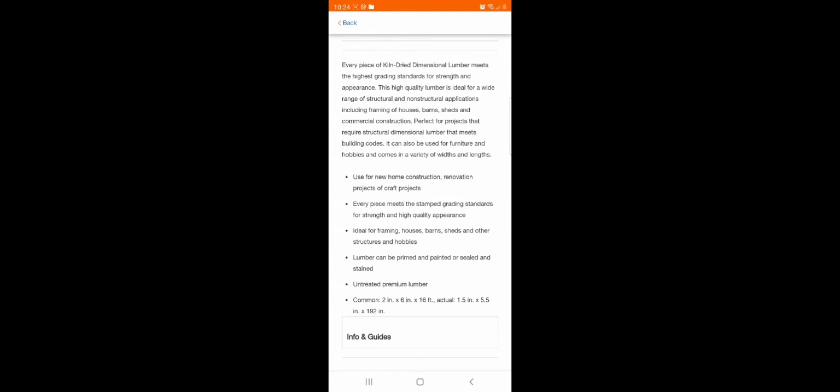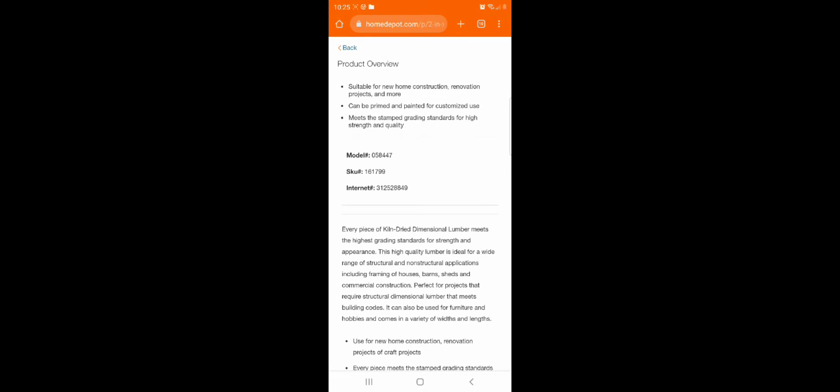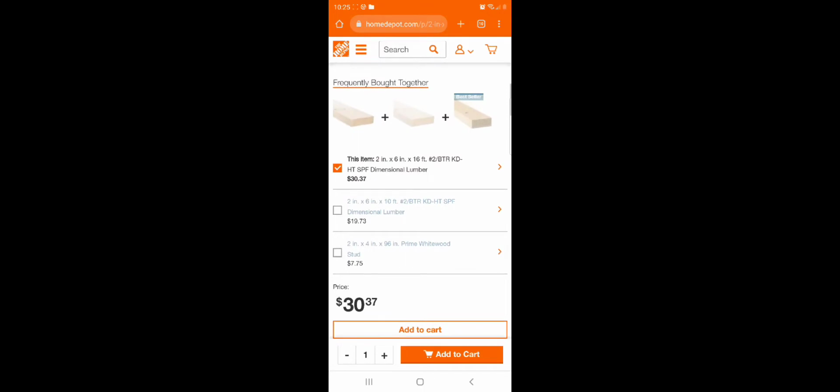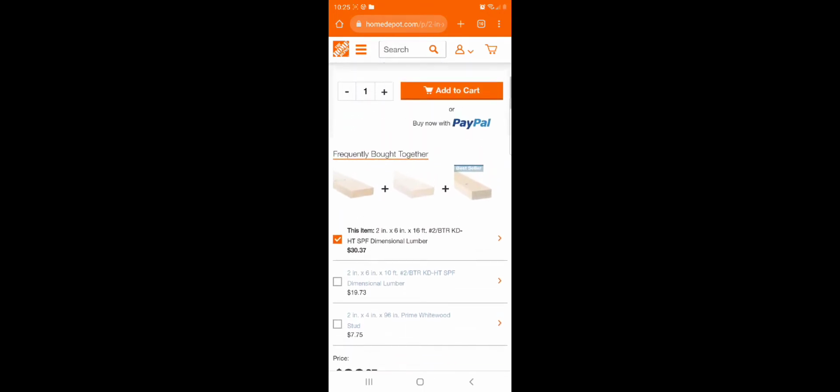And if you can see here at the bottom, just above the dimensions and info and guides, it says that this is untreated premium lumber. So it was not chemically treated prior to making it to that construction site. And I'm quite certain they didn't treat it once they used it in the construction. And a lot of it looks pretty new still. And I was able to get the barcode off of it. So we got some really good wood here that I'm excited about. Do you guys see this? $30.37 a piece.